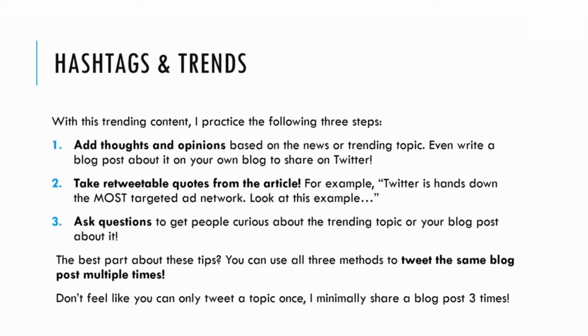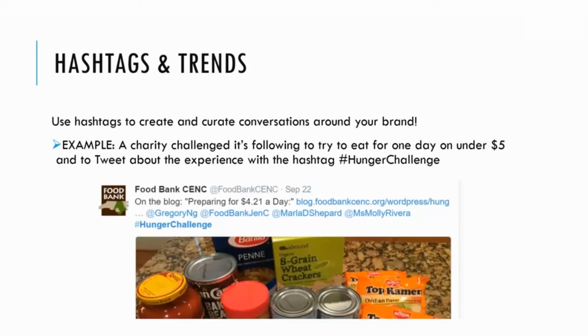So I'll share a blog post at noon on Monday. I'll share a quote from it and a link to it at 6 p.m. the next day. Then I'll ask a question relating to my blog post in the morning the next day. It's a great way to constantly keep your Twitter feed full of relevant content and engage all of your audience throughout the day. Next are hashtags. Use these hashtags to create and curate conversations around your brand.